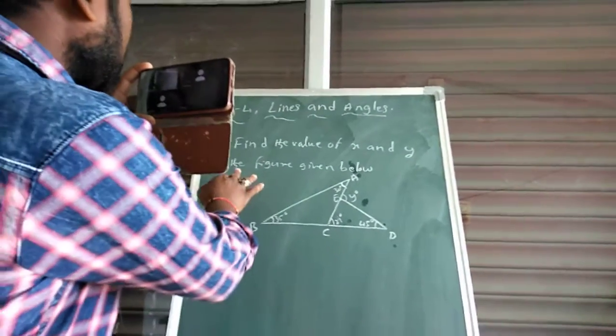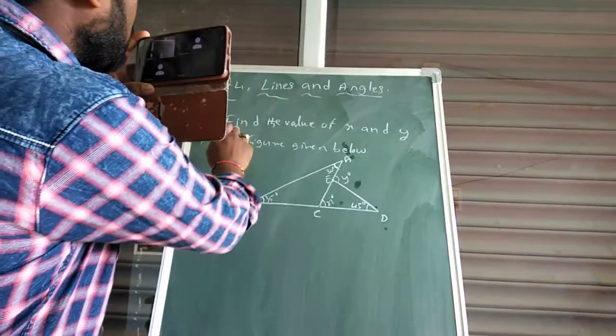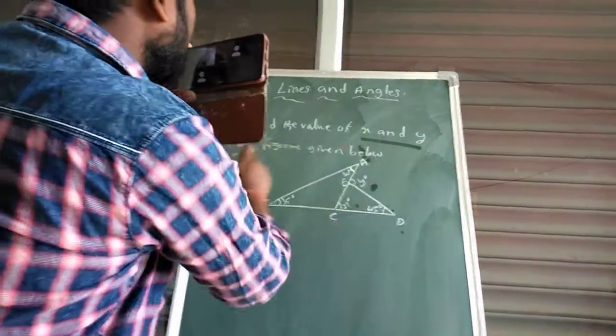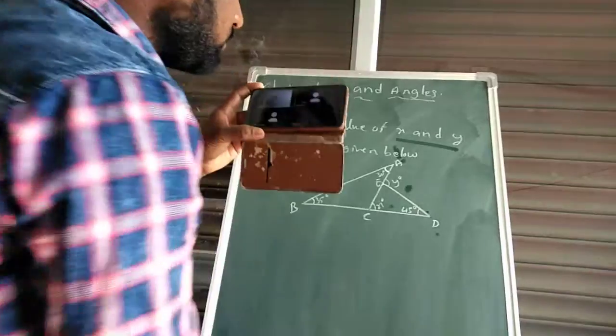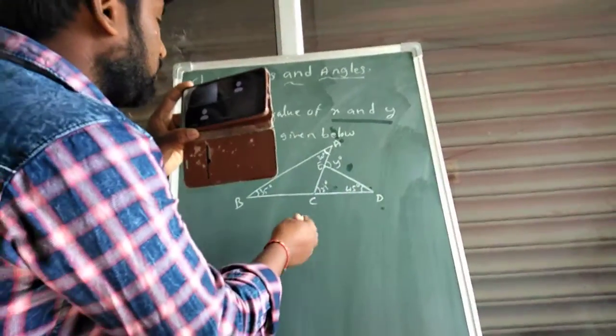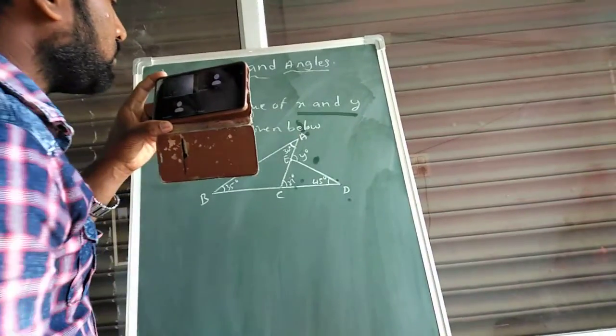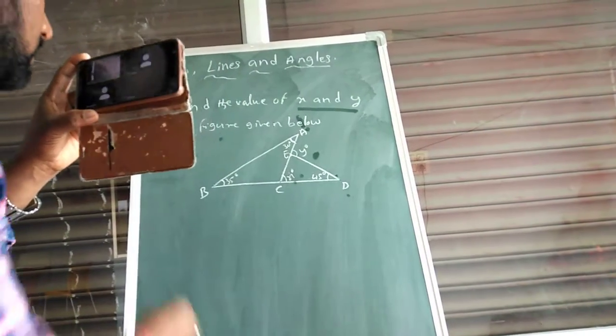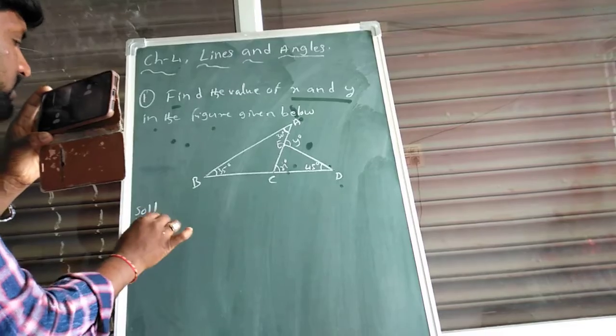So, see this question. Find the values of x and y in the figure given below. This is the given figure. Find x and y degrees. Okay, now see its solution.